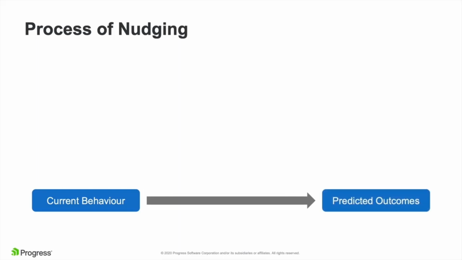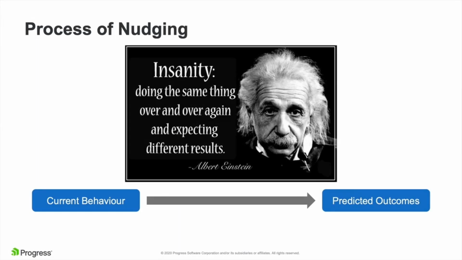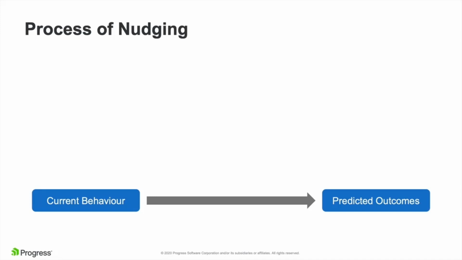So if you're not aware of the nudging process, let me give you a very quick overview. The whole idea is as follows: if we have the current behavior of what people usually do and we don't do anything about it, we are going to get the predicted outcomes. And like Uncle Einstein said, insanity is doing the same thing over and over again and expecting different results. So in order for us to change those predicted outcomes, we have to do something about them. So what we can do is provide a little nudge.